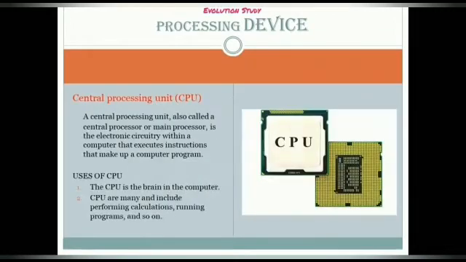Now, what is a Central Processing Unit or CPU? A Central Processing Unit is also called a central processor or the main processor. It is the electronic circuitry within a computer that executes the instructions that make up a computer program. Uses of CPU are: the CPU is the brain in the computer. Its uses are many and it includes performing calculations, running programs and so on.